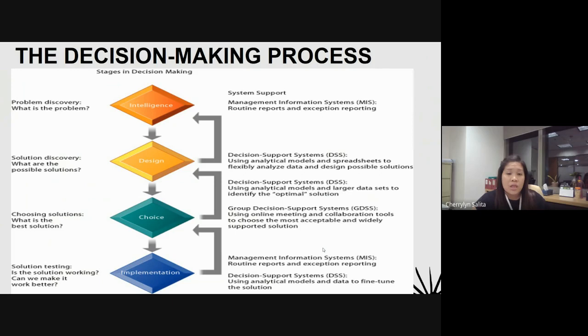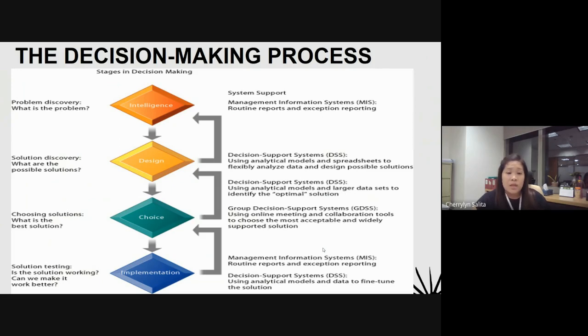Okay, and the third stage, dito naman is pagpili or choosing the best solution. So since pumipili na kayo, dito kailangan ng group discussions, meetings. So the system for this is the Group Decision Support System or GDSS. So using online meeting and collaboration tools to choose the most acceptable and widely supported solution.